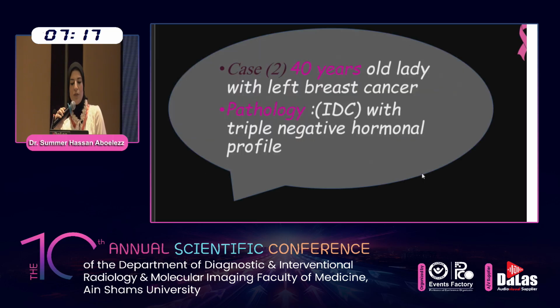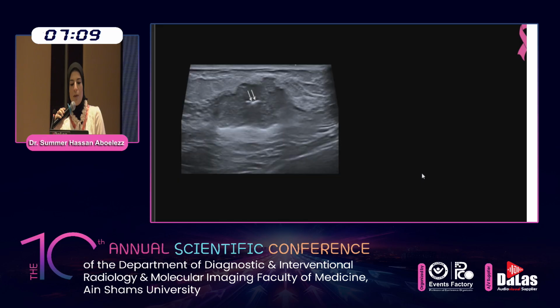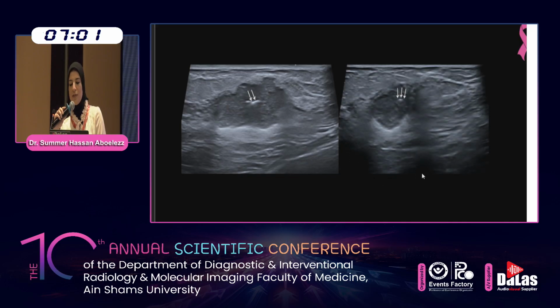Second case was a 40-year-old lady with left breast cancer. The pathology was infiltrating ductal carcinoma with triple negative hormonal profile. The first picture showed an ultrasound-guided tissue marker inserted in the center of the lesion, and the second picture showed regressive course of the lesion with migration of the clip to the periphery of the lesion.